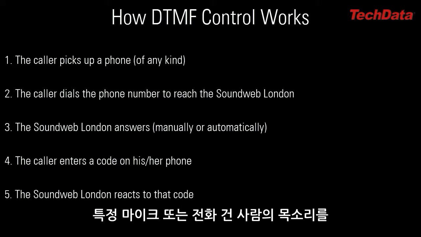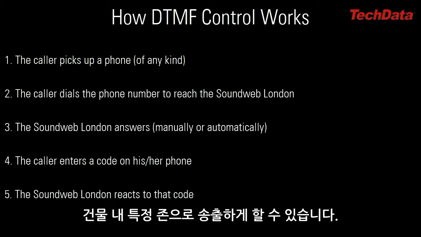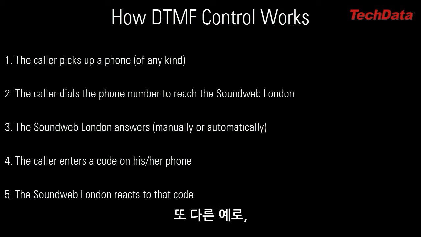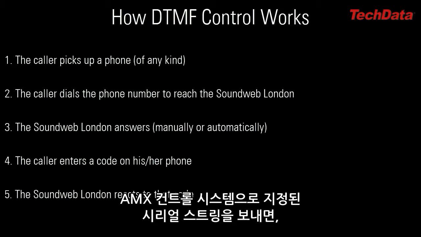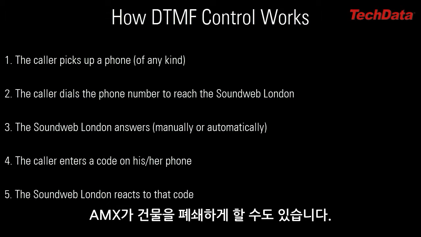123*000123567 by routing a specific microphone or perhaps even the caller's voice to a specific zone in the building. Another example, the Soundweb London could respond to the code *7 by outputting a custom serial string to an AMX control system, which then responds to that serial string by shutting down the entire building.